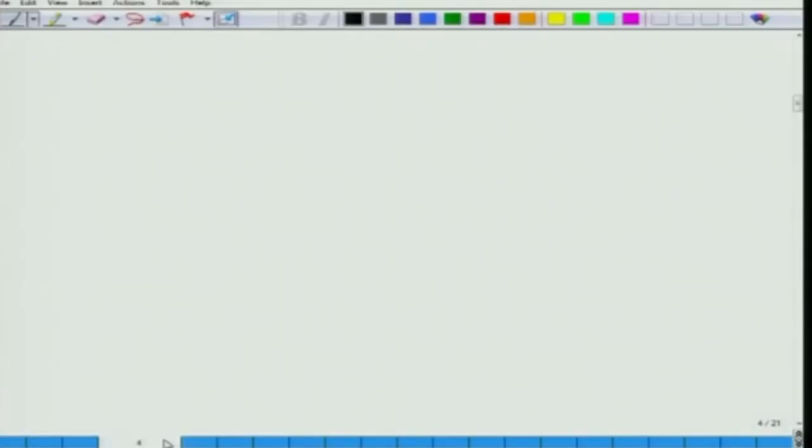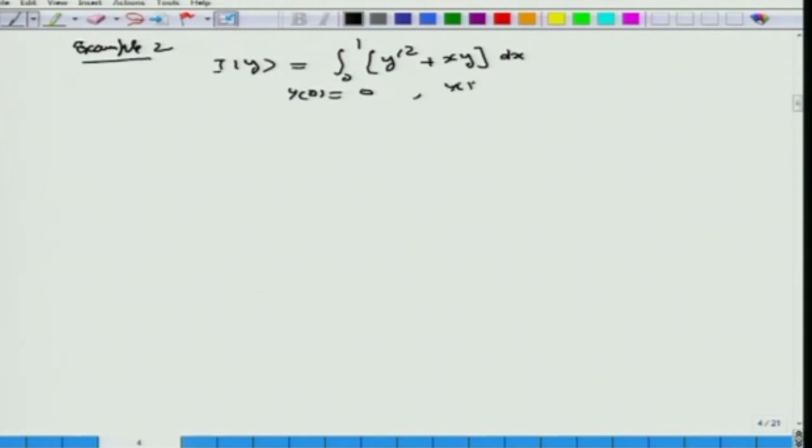Now, the second example is I(y) equal to the integral from 0 to 1 of (y prime square plus x y) dx, with y(0) equal to 0 and y(1) equal to 1. So, in this example, comparing it with the standard form, we see that the integrand f(x, y, y prime) is y prime square plus x y.